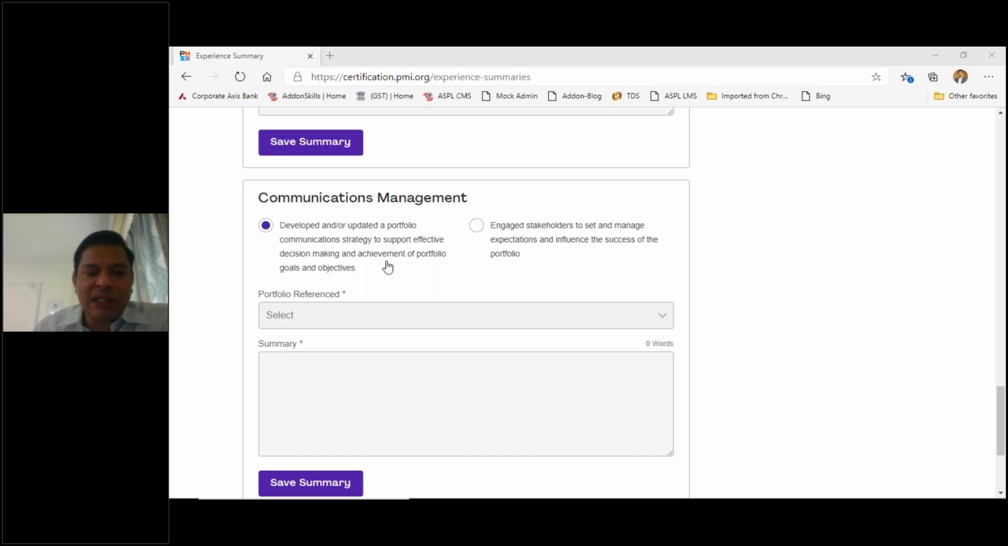How did you manage their expectations, which will help you support effective decision making? Because if you have stakeholder support, you will be able to take better informed decisions. So what was your strategy to engage the stakeholders, to foster the relationship with them? You will have to share your portfolio goals and objectives frequently, and portfolio performance reporting frequently.